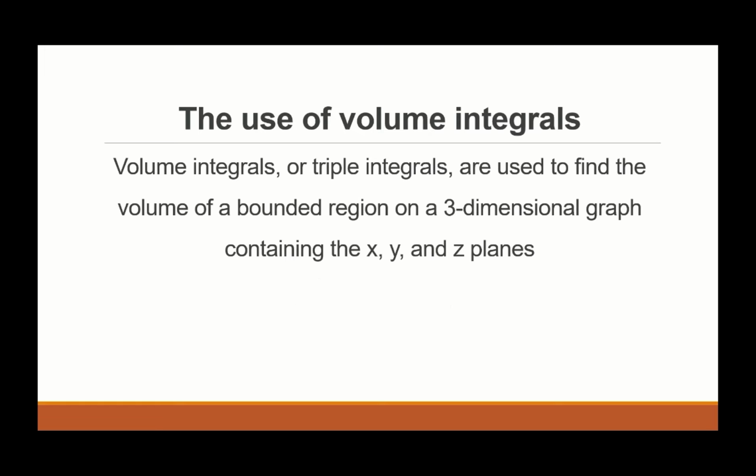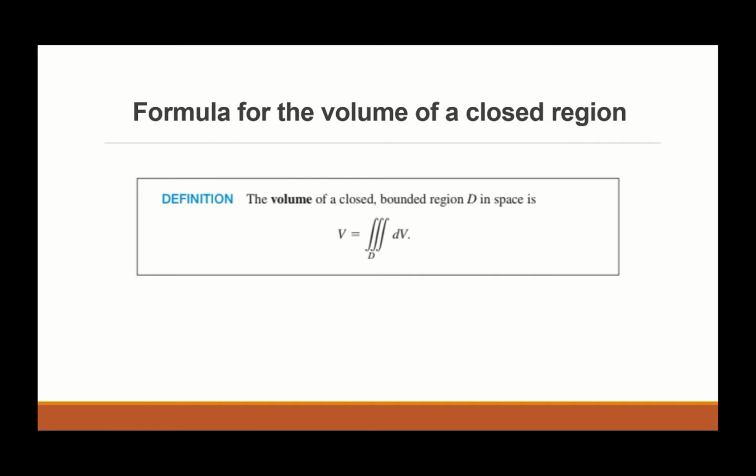Now, volume integrals, or triple integrals, are used in real life to find the volume of a bounded region on a three-dimensional graph containing the x, y, and z planes. The formula for the volume of a closed region is capital V equals the triple integral over the bounded region capital D with respect to dV. Here dV is normally a given equation in all the examples I'm going to show, and capital D is all the bounds with respect to x, y, and z.